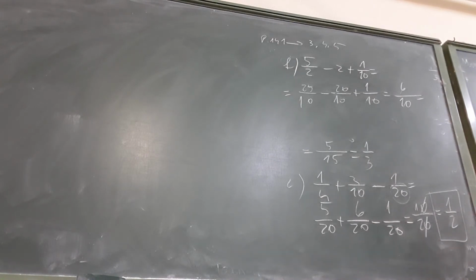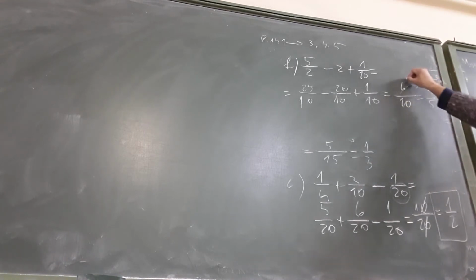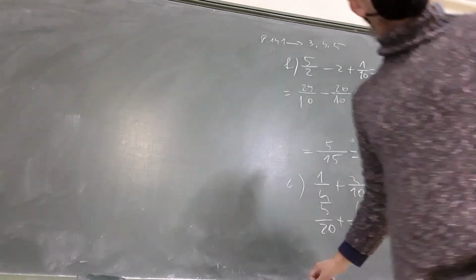And then you get both of them are even numbers. 3 fifths divided by 2. Is it right? Yes. It's right.